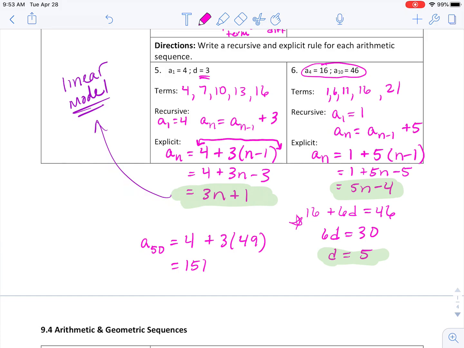The 46 and the 16 are like y values, right? What if you did 46 minus 16, and then the 4 and the 10, the terms you're on, those are like the x values. So then you're subtracting the x's on the bottom. This is just like the slope formula. And you get 30 over 6, and you get the same common difference of 5. So however you want to think about a problem that's set up a little different like this, you can. Key connection is we've got linear models.